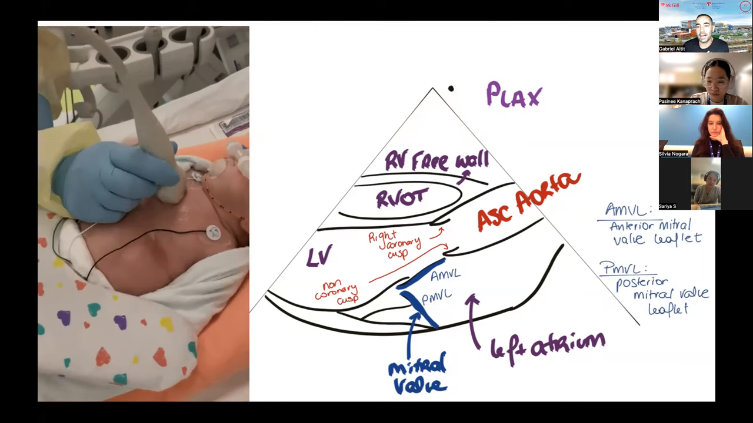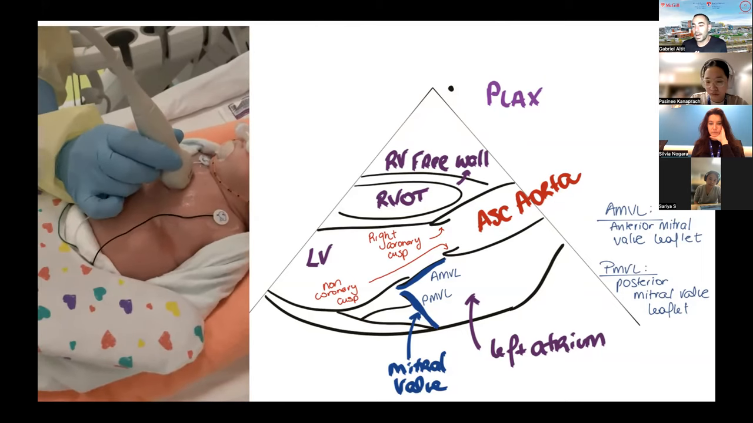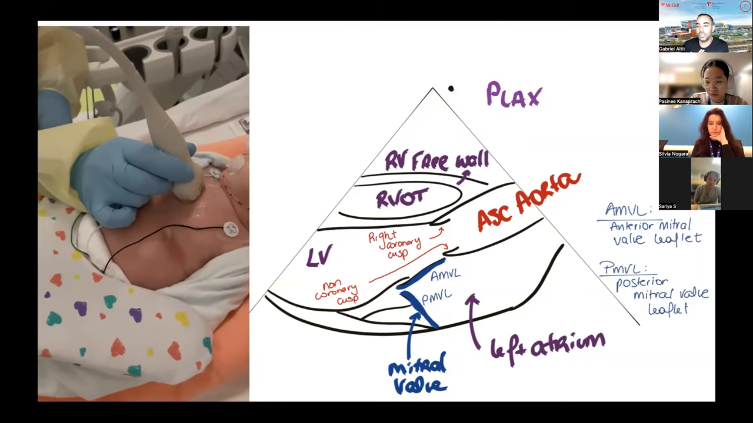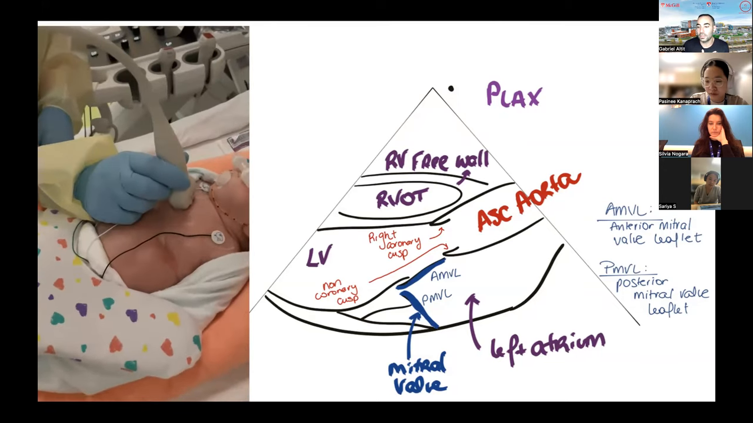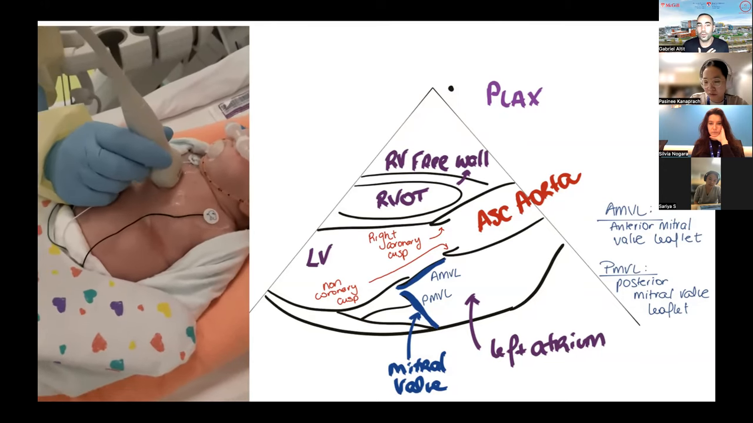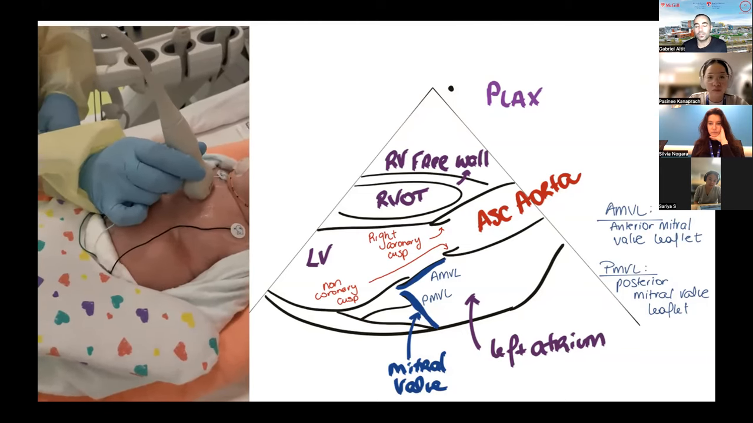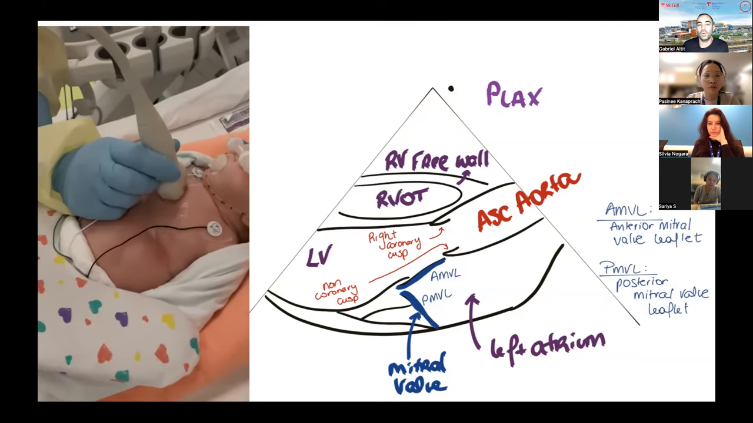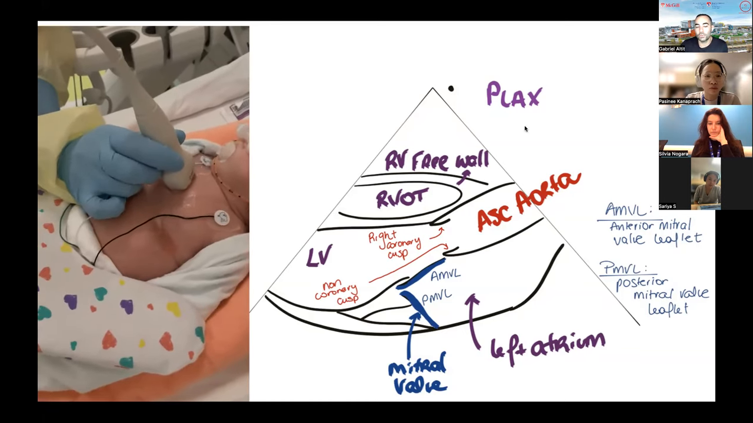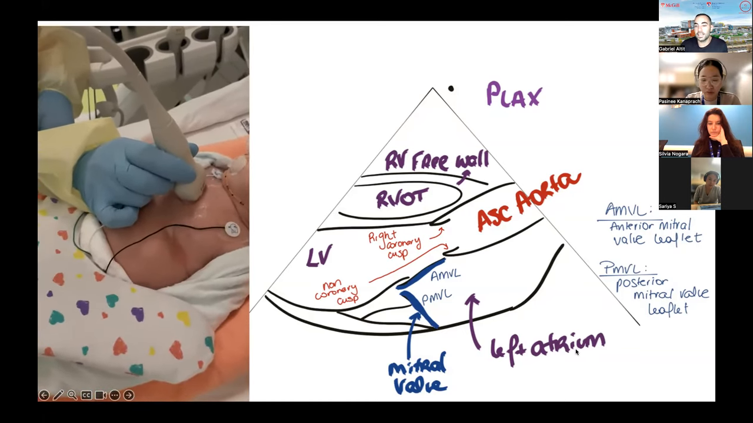Some of the patients may also have a CDH, and you may not necessarily have the heart in the usual position, which is on the left side. You may have some mesocardia or dextroposition. So sometimes you have to adapt your positioning of your probe in order to obtain the view that is nicely aligned.